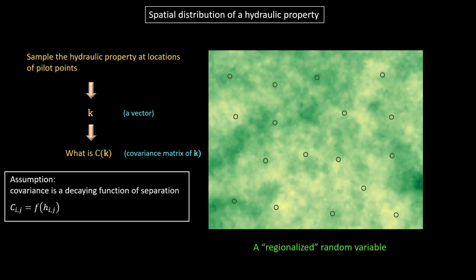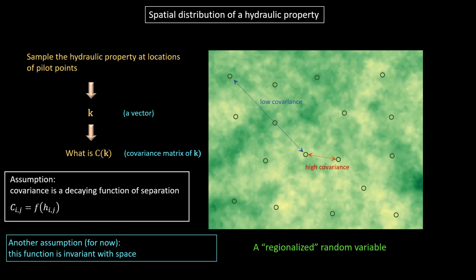Well, we make the first assumption, which is that the covariance between the parameters associated with any two pilot points is a decaying function of distance. That is, if two pilot points are reasonably close together, the covariance between them is higher than for two pilot points that are further apart. That's the first assumption, that the covariance between the parameters associated with the pilot points decays with distance.